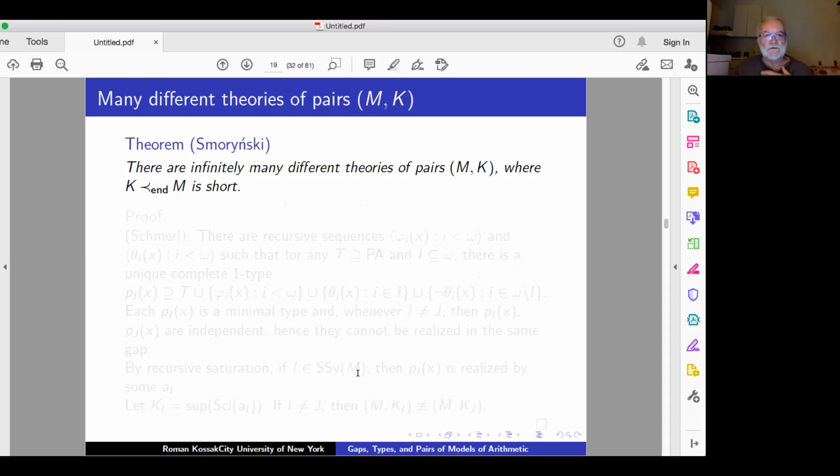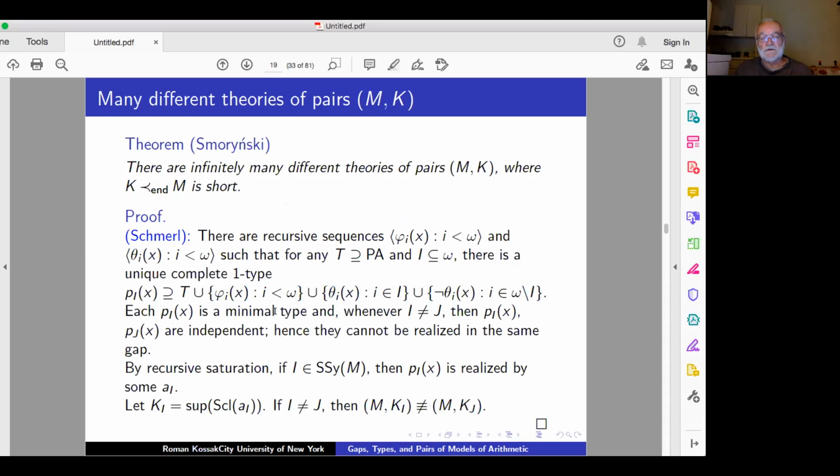Okay, so Zorinsky already noticed that, and it was based on some results of Henryk Kotlarski, but Jim also used this argument in his paper. So I just wanted to give you a sort of outline of Jim's argument. The argument will show that, using the fact that satisfaction for K is defined in M, you will have infinitely many theories of pairs like that.